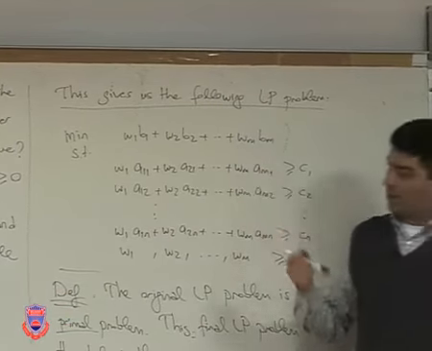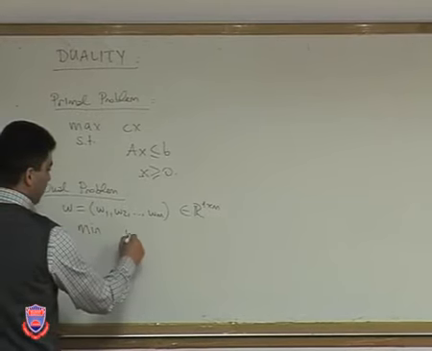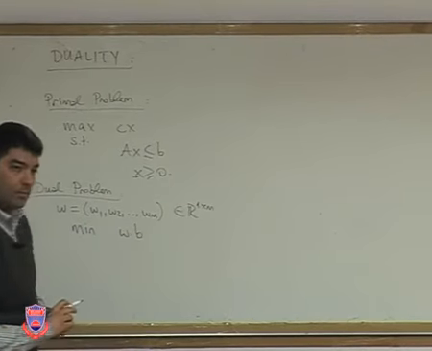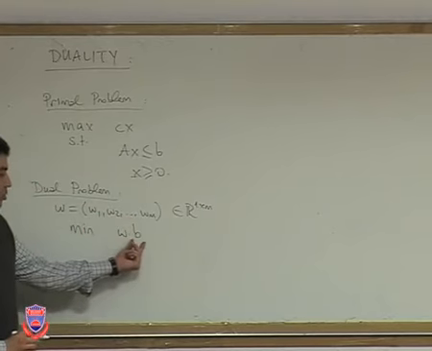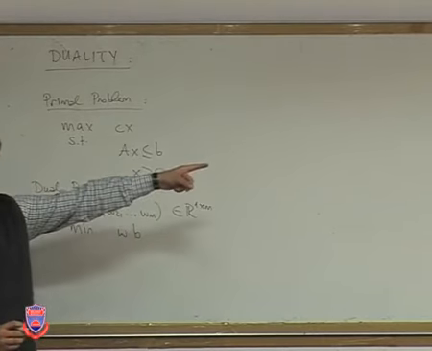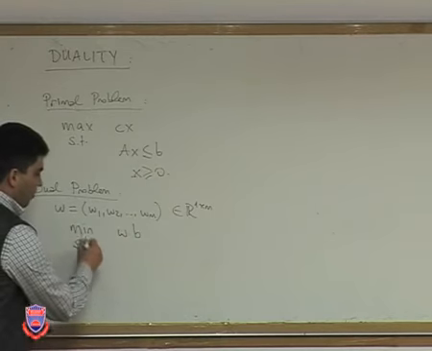W times B, exactly. That's what I'm looking for. So as a result, the objective function of the dual problem, which will be a minimization problem, will be W times B. Okay? So W times B is the same as W1B1 plus W2B2 and so on and so forth, which is exactly the same as the objective function. Okay? All right. Now, what about the constraints?